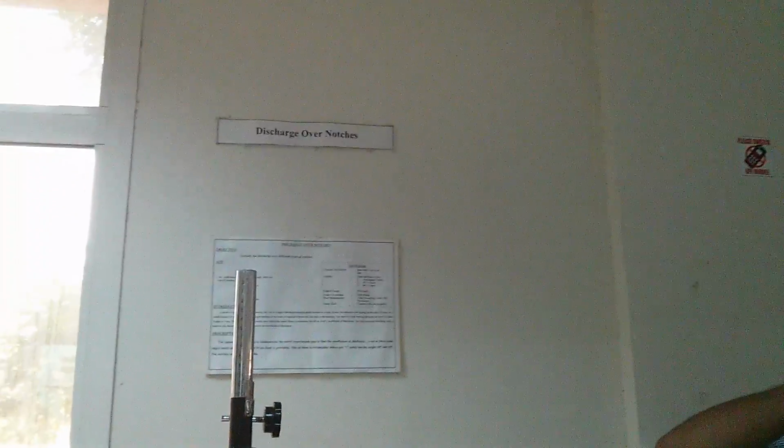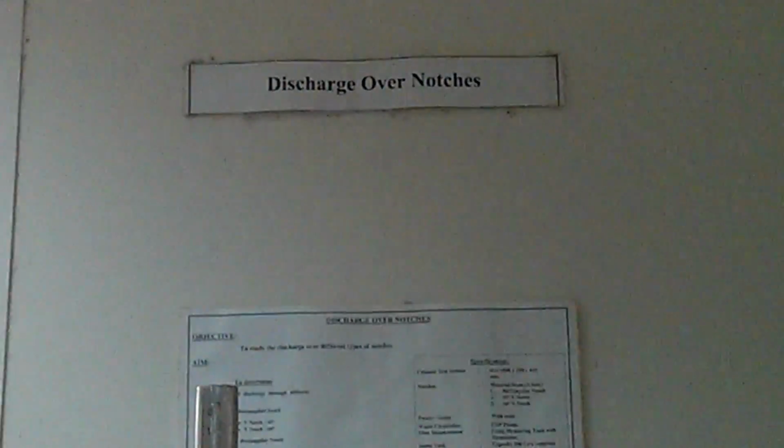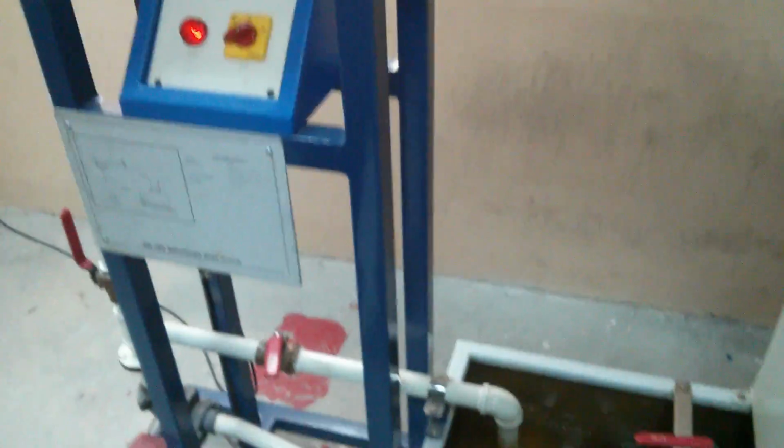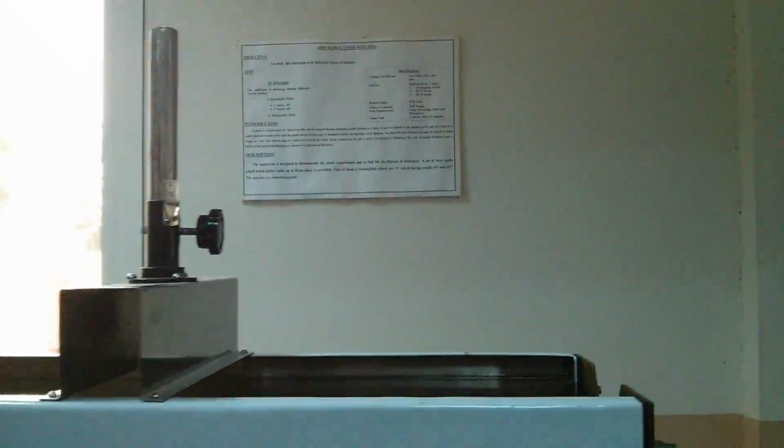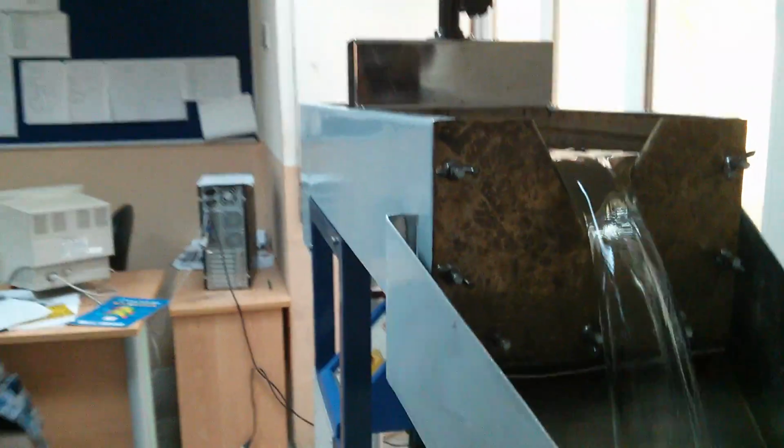This is an experiment where you are going to find out the coefficient of discharge through the various notches, right? So first, what are notches? Notches are devices which are used to measure the flow rate in open channels, right?